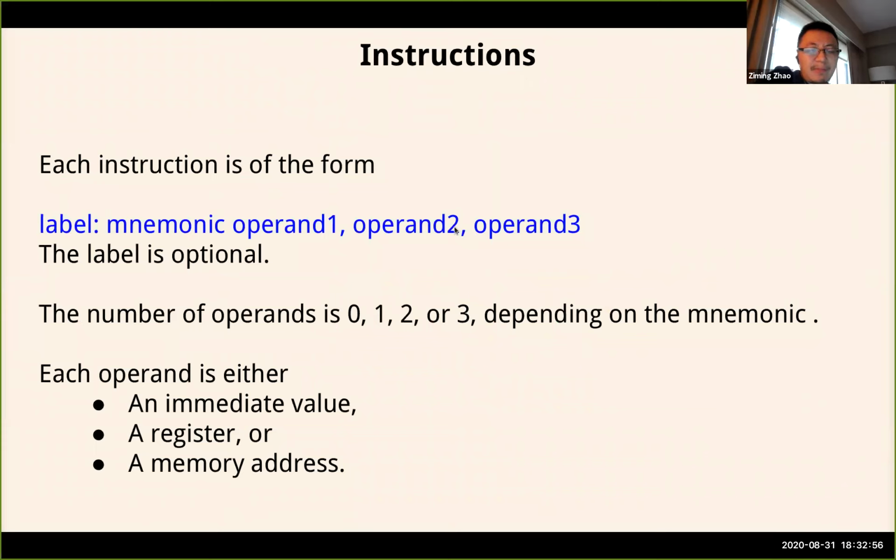Okay, so each instruction in this platform follows this kind of format. First, we can have a label for it, which is optional. Then we have the name of that instruction. Then the instruction can take up to three operands. Sometimes it's just zero, there's no argument basically. Each operand is basically an argument. It can be an immediate value, just a number, it can be a register, or it can be a memory address. And that memory address can be specified directly or even by some kind of calculation.